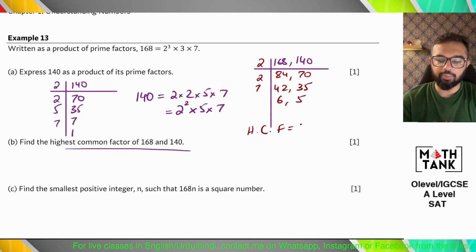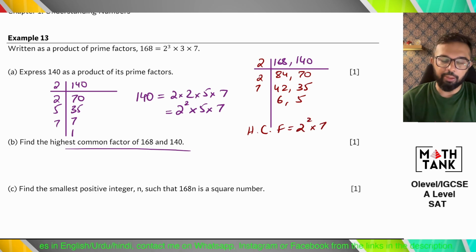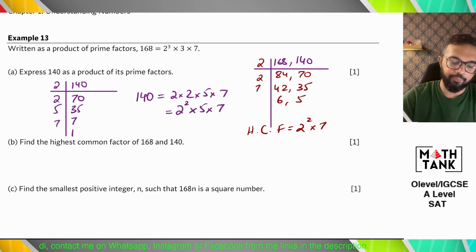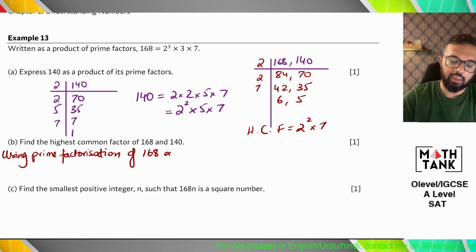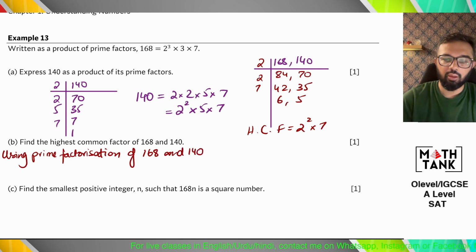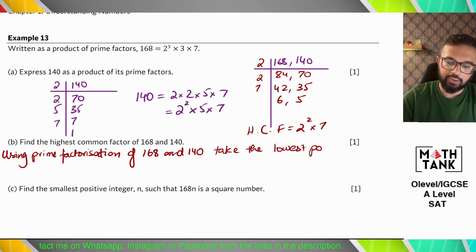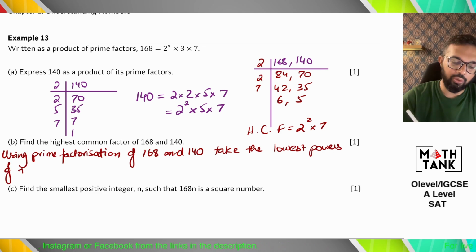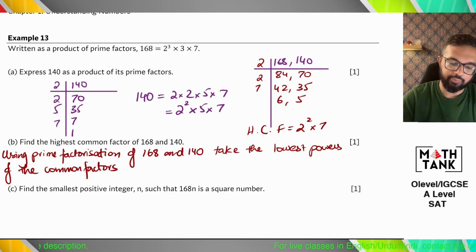Now, how do I do this? By just using my prime factorization. I'm going to write a rule here. Using prime factorization of 168 and 140, take the lowest powers of the common factors only for the HCF.